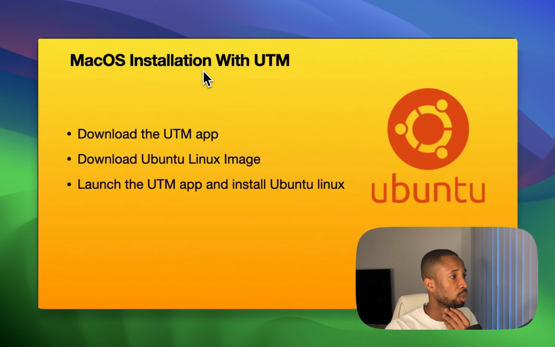First of all, in order for us to install Linux on our macOS, we need to download the UTM application, which is the application that is going to allow us to install Linux on our local computer. And also, we're going to download the Linux image because we need the image to run a Linux operating system. And lastly, we're going to launch it, and also we're going to install Ubuntu. So for this tutorial, we are going to be installing Ubuntu Linux for this demo. So let's jump right into it.